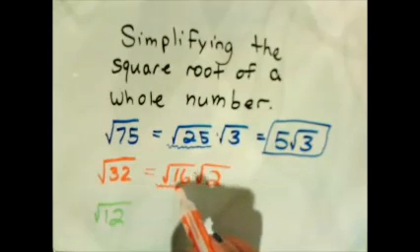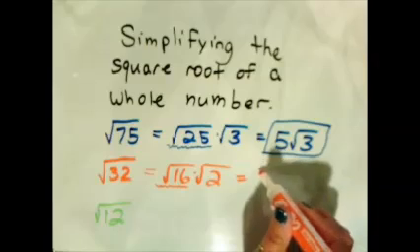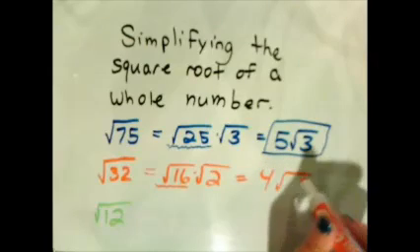So I can't take the square root of the whole thing, but I can take the square root of 16, which is 4. So this says 4 times the square root of 2.